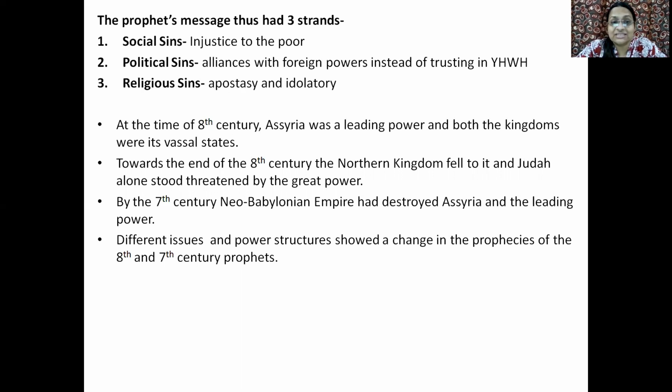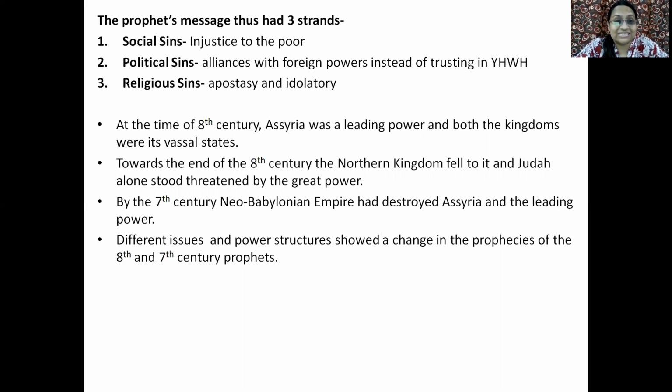The social sins consisted of injustice to the poor, corruption, and inequality. The second strand was political sins, which consisted of alliances with foreign powers instead of trusting in Yahweh. God wanted the kings and the kingdom to trust in God instead of making alliances with Egypt or Assyria or Babylon, or holding on to the hand of another powerful kingdom to fight a powerful kingdom. God wanted them to trust Yahweh, the creator of everything, and God would be with them. Instead, they would make alliances with foreign powers.